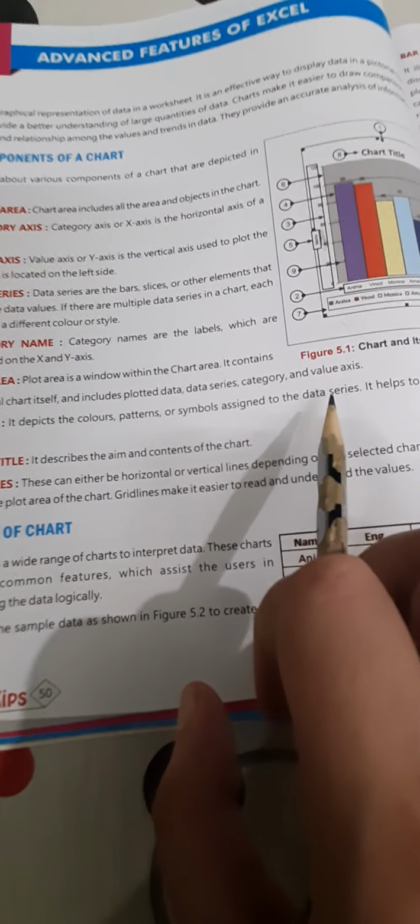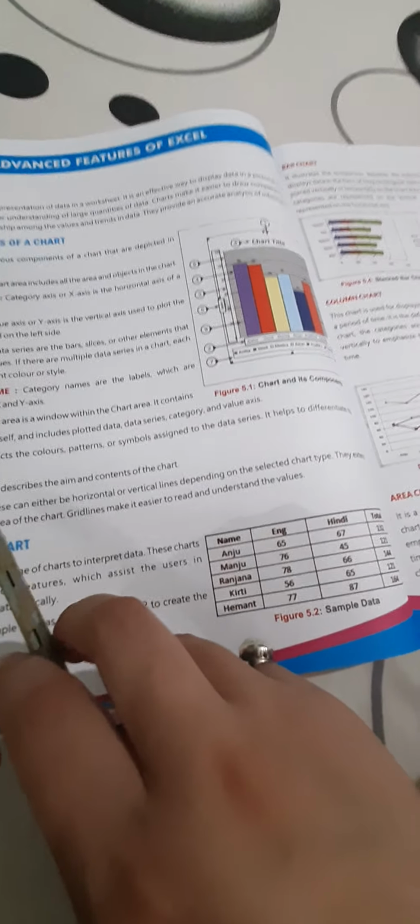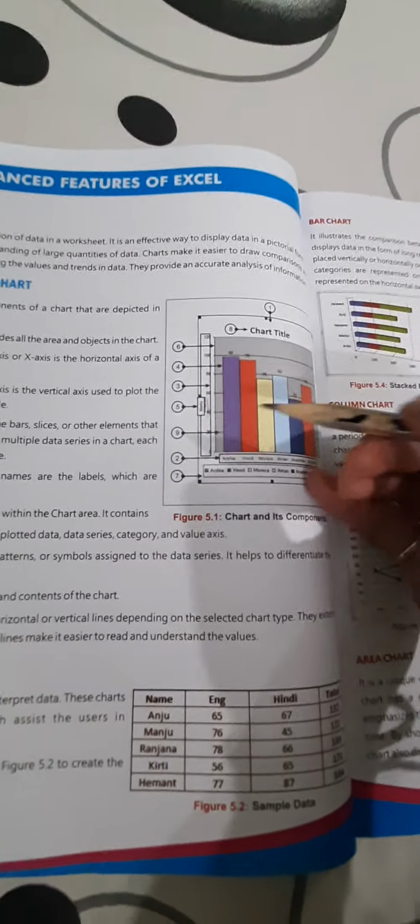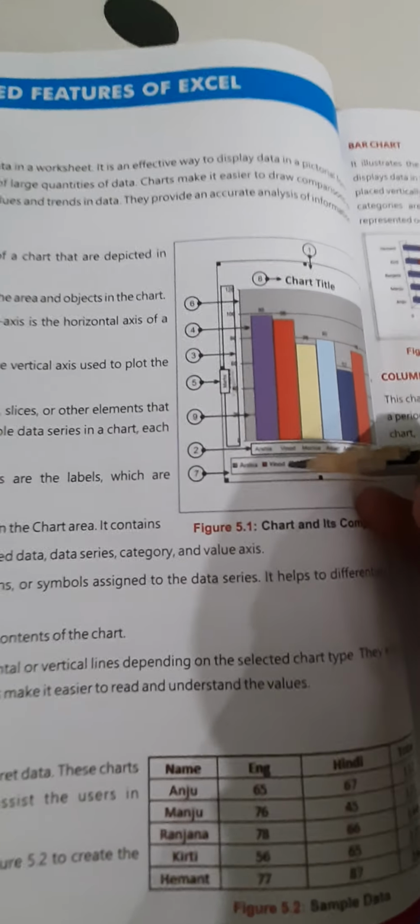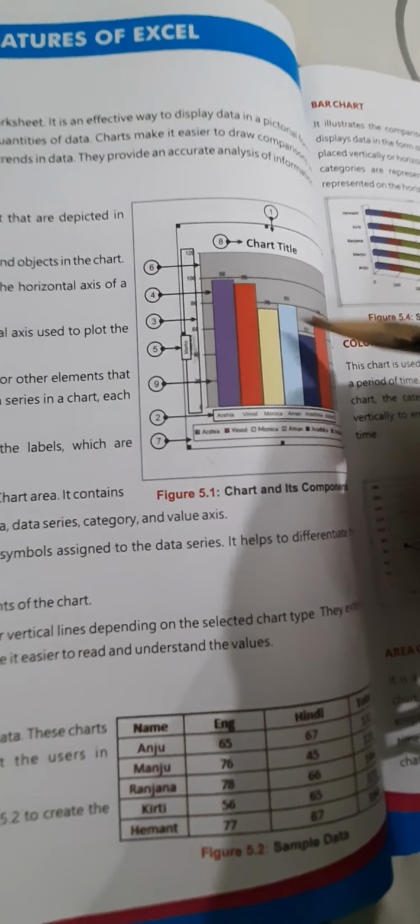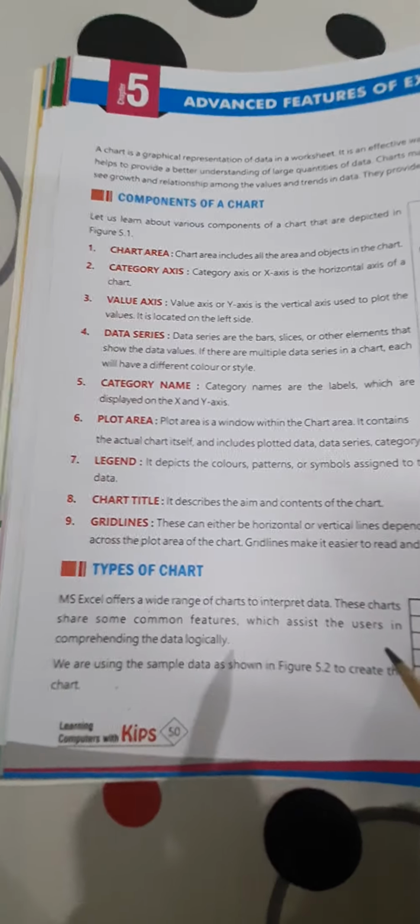Next comes the legend. It depicts the color patterns or symbols assigned to the data series. It helps to differentiate the data. So students, this is the legend. Legend means you can differentiate the data. Suppose the marks of the student named Arshia are going higher, so we can do comparison and differentiation. Okay.